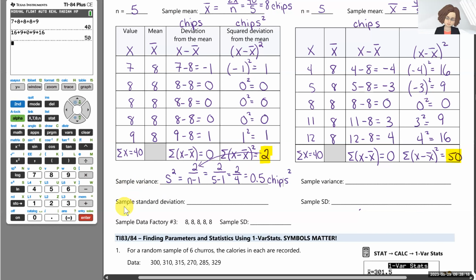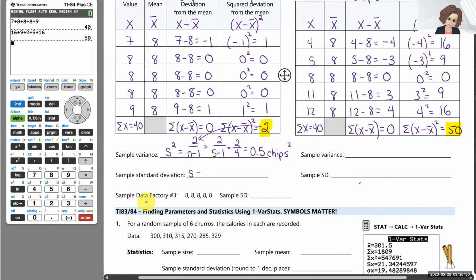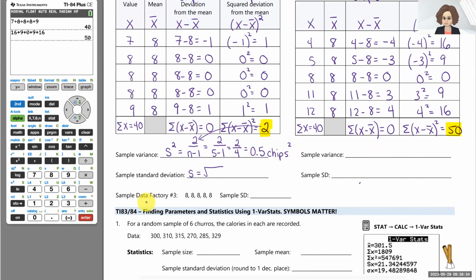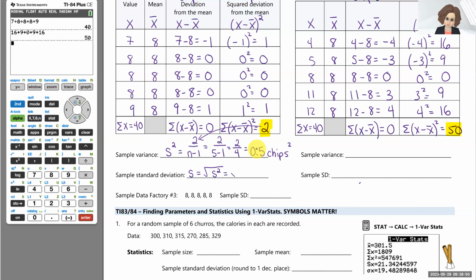So what we usually do is move on to what's called the sample standard deviation. So the standard deviation of a data set is just the S. The standard deviation is just the square root of the value we got for the variance. So by taking the square root of S squared, that gets us our S. So we have our S squared. That was 0.5.